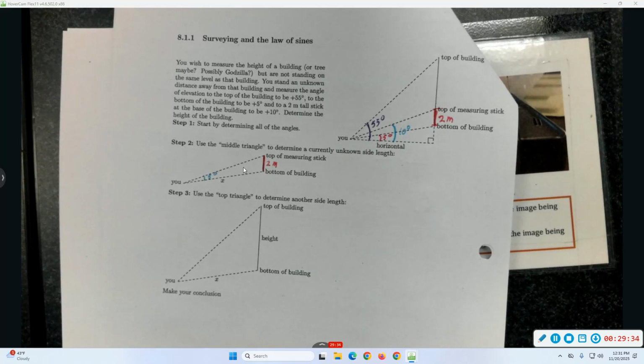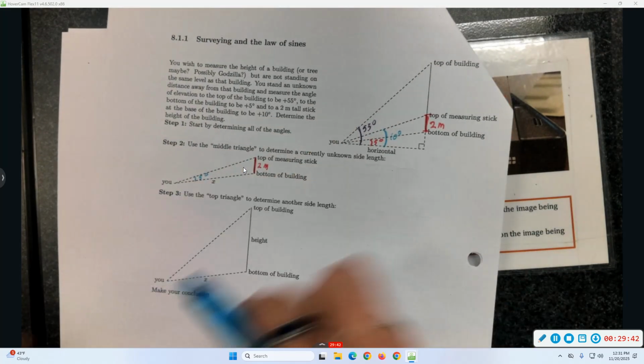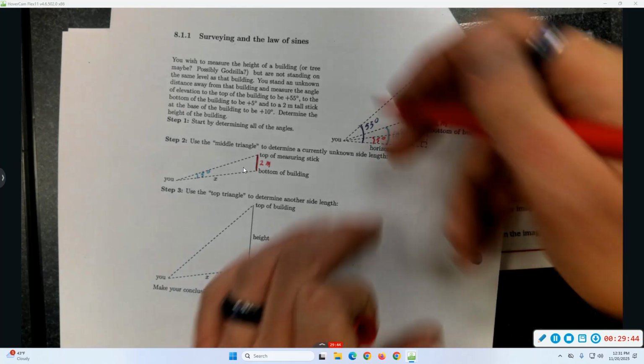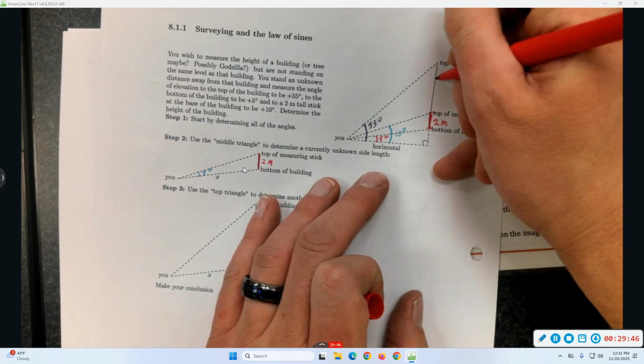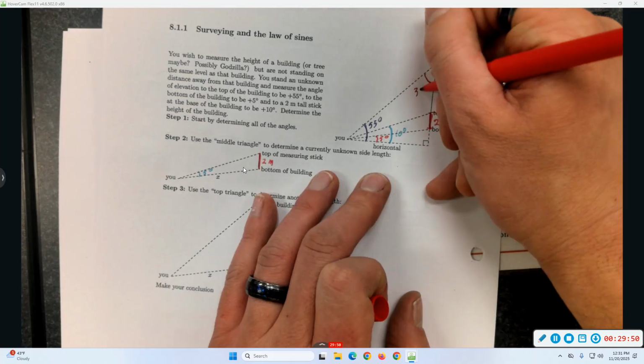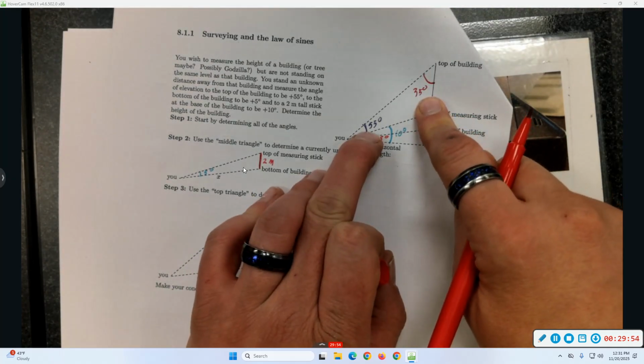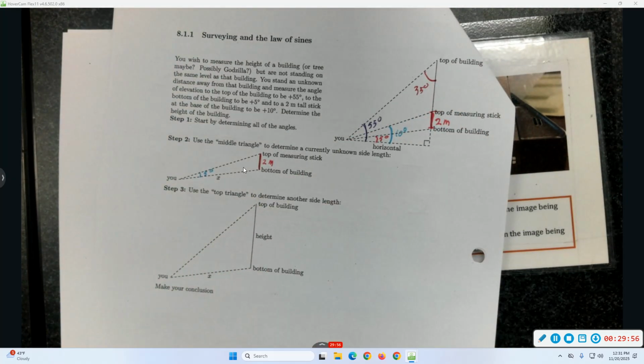Tell me an angle that you can determine. The angle from you to the top of the building is 35 degrees. Nice. Are you saying this angle? This one? Yep. Nice, because this plus this is 90 degrees, so that checks out.